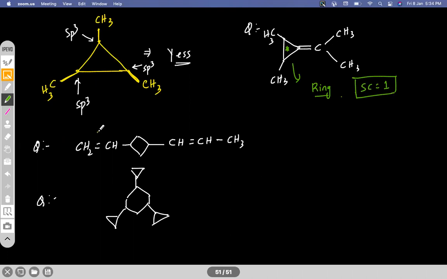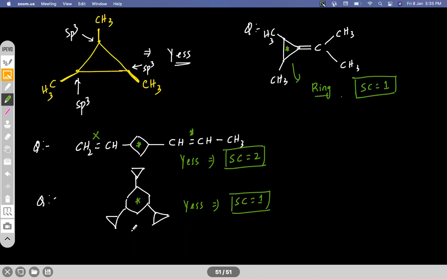Okay, in this one, because of the ring it is possible, and the double bond also makes it possible. So yes, GI possible, and the number of stereocenters is 2. This is a stereocenter and this is a stereocenter. Like, the stereocenter is not this; it is the ring only, but these two are sp3 hybridized, right? So yes, GI possible. The number of stereocenters is 1 over here, that is this ring. Any doubt?